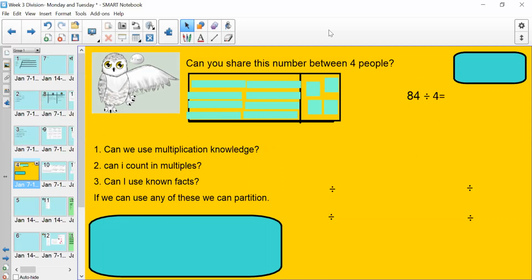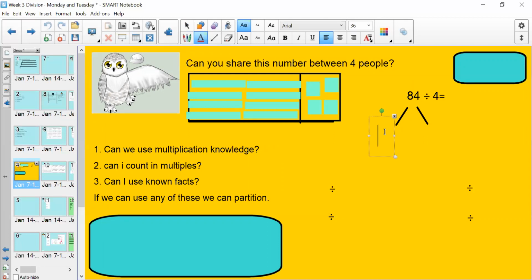So first thing we're going to do is partition 84. I'm going to partition it into 80 and then the number 4. This is very similar to what we did in multiplication before we did the column method. Okay, so we've now got 80 and 4. Now we can separate the 2 numbers and divide these numbers by 4, which will be a lot easier.